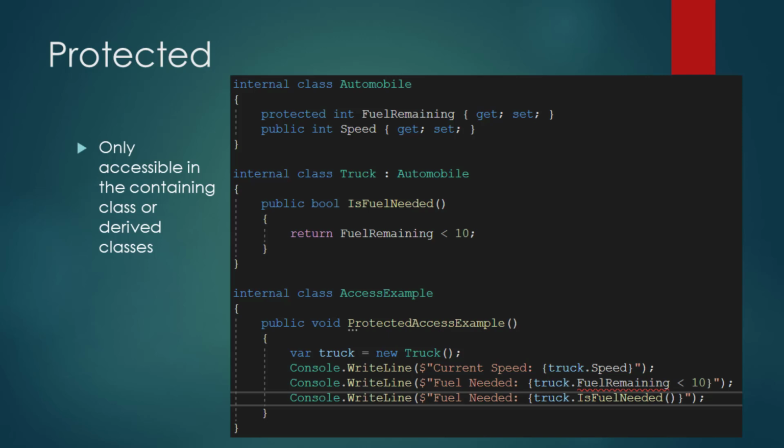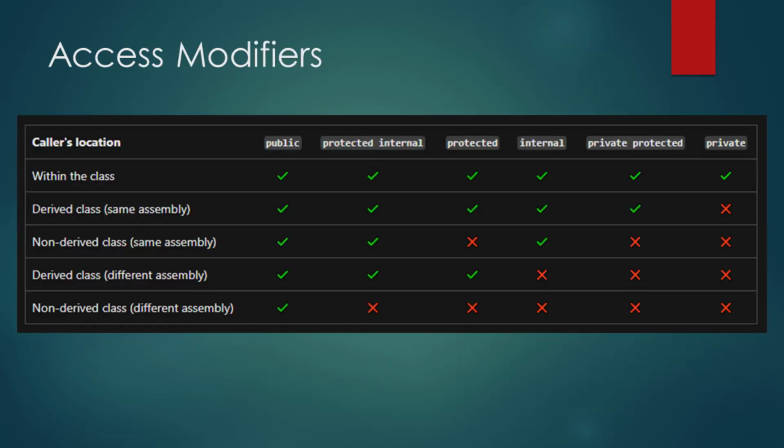However, the access example class cannot access that property, because that property can only be used by Automobile and classes inheriting from Automobile. So the fuel needed console.writeLine statement cannot access the protected fuel remaining property. Thus, if we want to access whether or not fuel is needed, we have to use the public method contained inside the truck class.